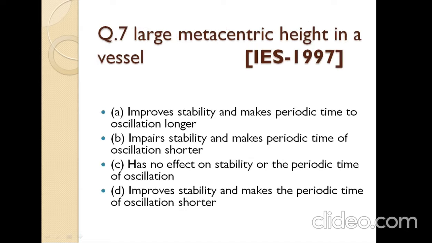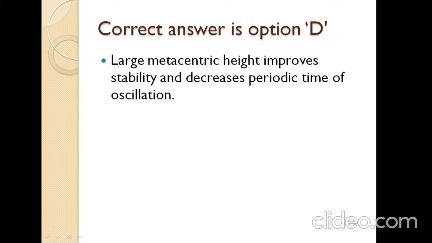Now question number 7. Large metacentric height in a vessel: option A, improves stability and makes the periodic time of oscillation longer. Option B, impairs stability and makes the periodic time of oscillation shorter. Option C, has no effect on stability or the periodic time of oscillation. Option D, improves stability and makes the periodic time of oscillation shorter. So the correct option is D. Large metacentric height improves the stability and decreases the periodic time of oscillation.